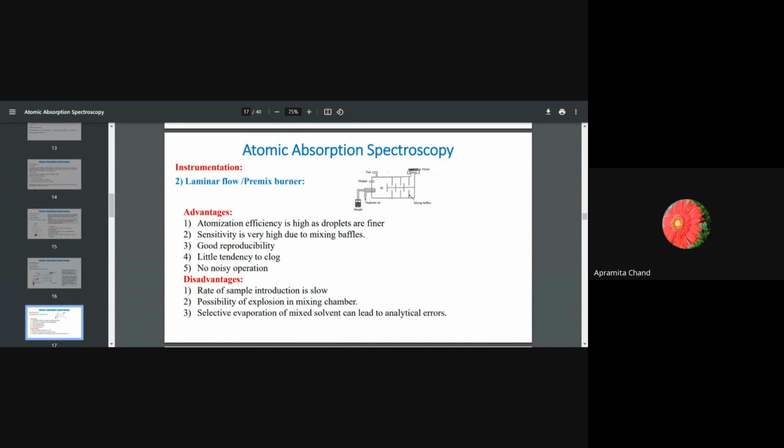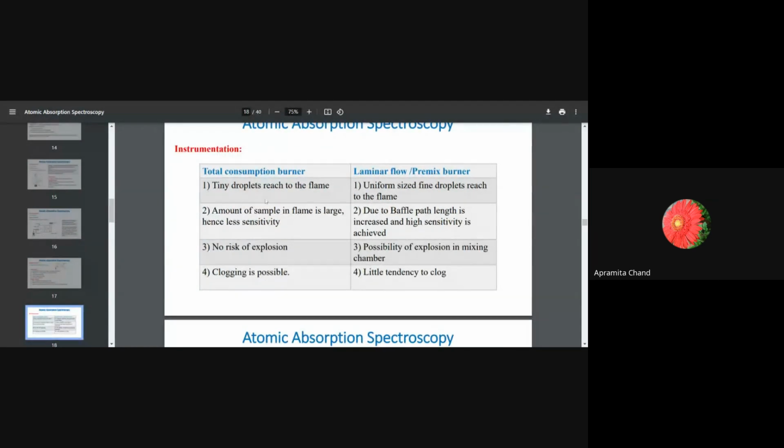But the disadvantage is that the mixing chamber may lead to an explosion if the experiment is not done correctly. Also, some analytical errors might creep up, because if you have a mixed solvent and some parts are evaporating at different times or not as efficiently as other parts, then there might be some errors. So you can have two kinds of burners here: the total consumption burner and the laminar flow or pre-mix burner. You can see the differences between the two. In the total consumption burner, although there is no risk of explosion, it is less sensitive and more prone to clogging, and the droplets are not fine enough.